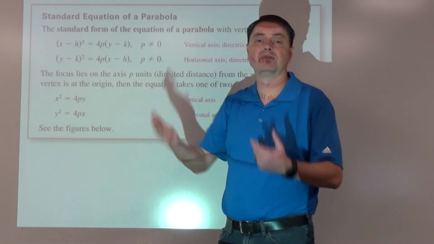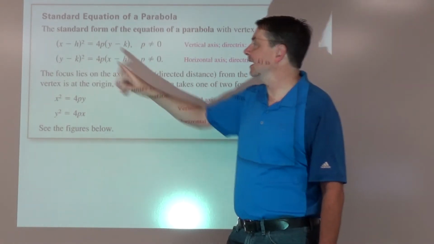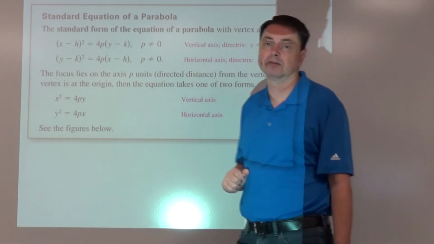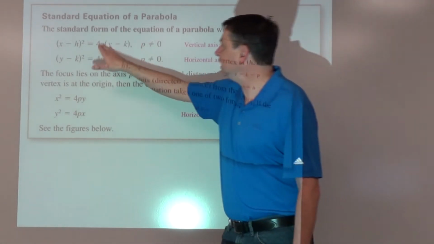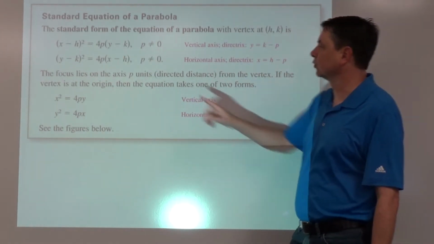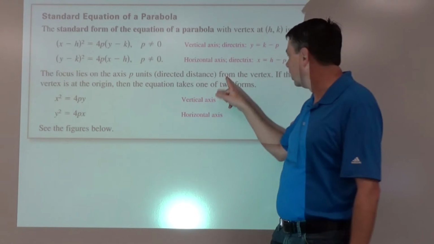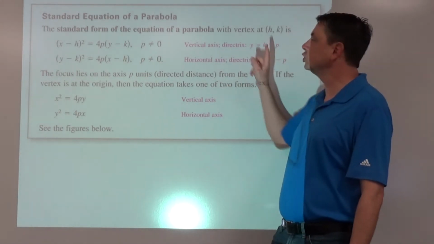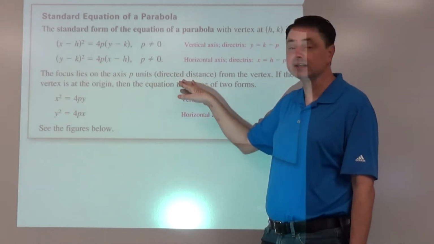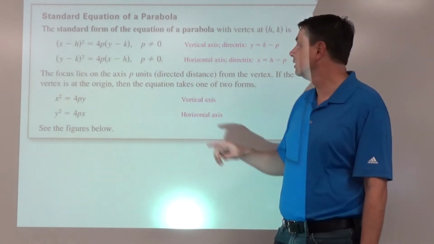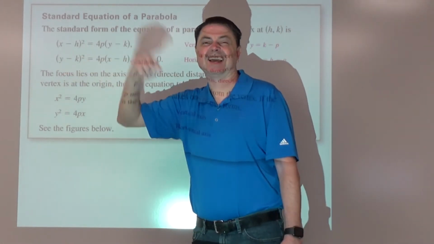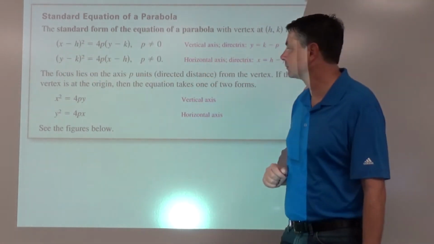And just as before in standard form, the h and the k represent the coordinates of the vertex of the parabola. The p, which cannot be 0, is the directed distance from the vertex to the focus. So again, p is a directed distance, so it could be negative, from the vertex to the focus. That gives you the value of p.